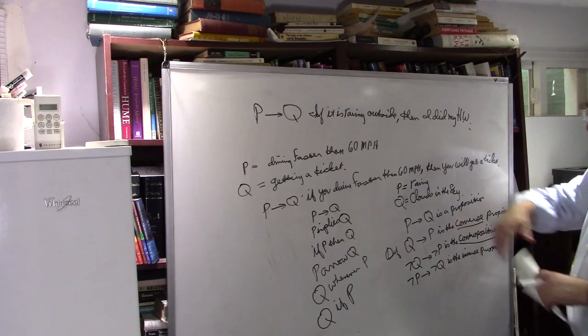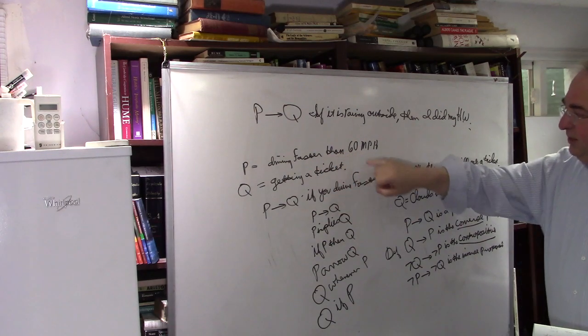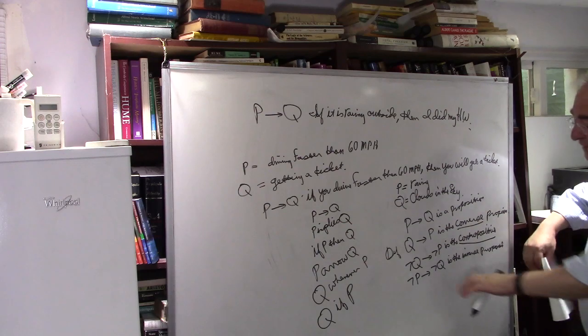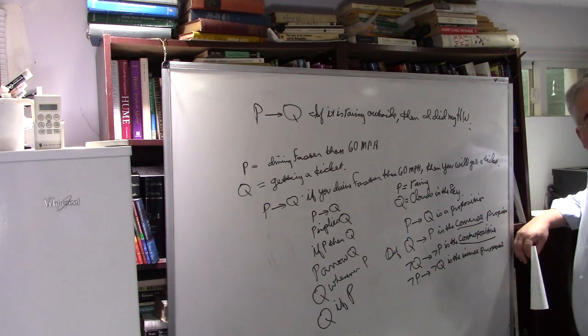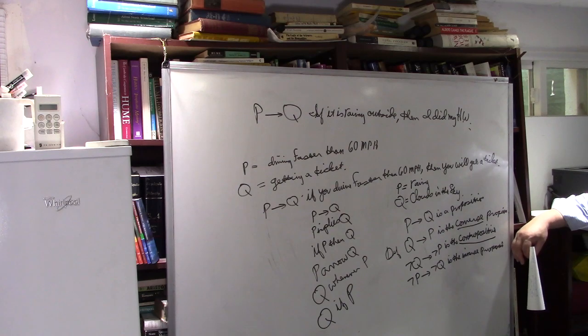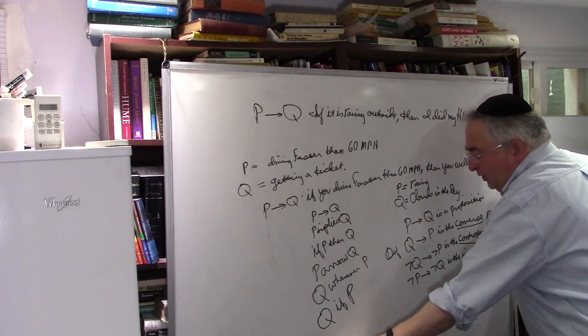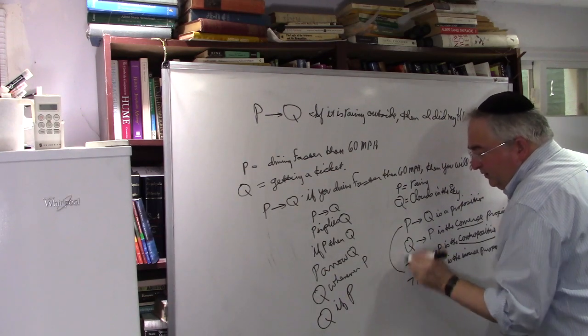Let's go through this example. If you drive faster than 60 miles an hour, you will get a ticket. That's P arrow Q. What does this say? If you didn't get a ticket, that means you didn't drive faster than 60 miles an hour. Now these two are related. These two are exactly equal. Let me explain what I mean by equal. These two are the same.